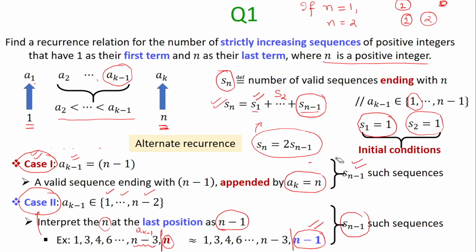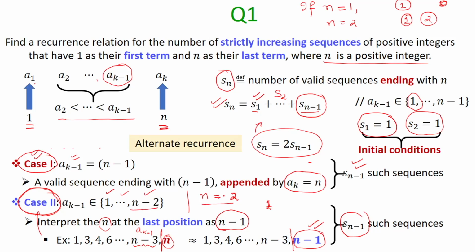Does that mean that the recurrence we have derived is wrong? Well, that's not the case. The problem here is that if I take n equal to 2, then case 2, or category 2 of strictly increasing sequences, won't be there in the first place. For n equal to 2, case 2 boils down to saying that you have 1 at the beginning, and a of k minus 1, namely the second last value, could be from the set 1 to 0, which is not the case, because n minus 2 for n equal to 2 will be 0, which is not well defined here.